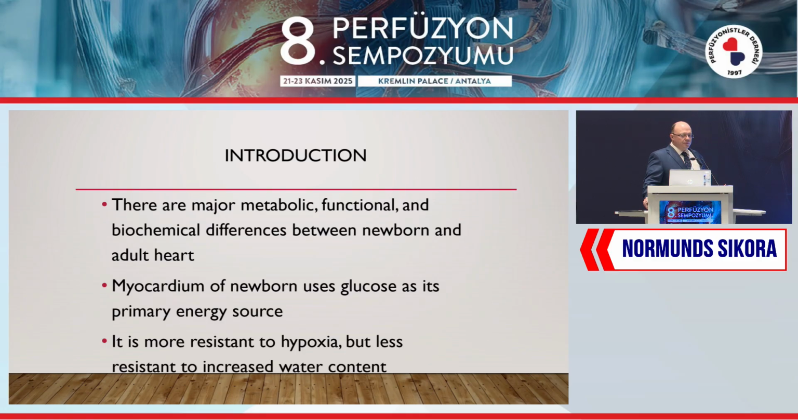For example, the myocardium of a newborn uses glucose as a primary energetic source. That means that neonatal myocardium would be much more resistant to hypoxia compared to adult. But on the other hand, the myocardium of neonates is much more prone to excess water, and that means that edema would develop much faster in neonatal myocardium than in adult. And this is a very big issue for those who use crystalloid cardioplegia for newborns.